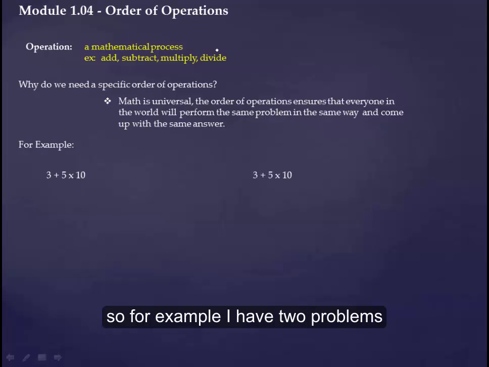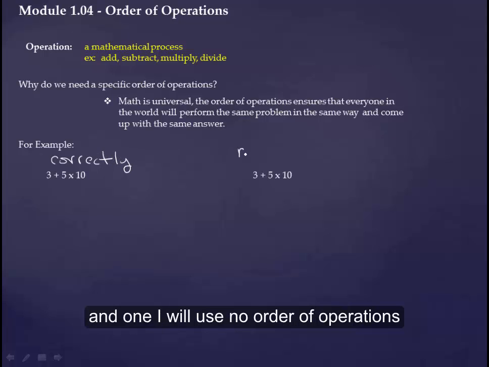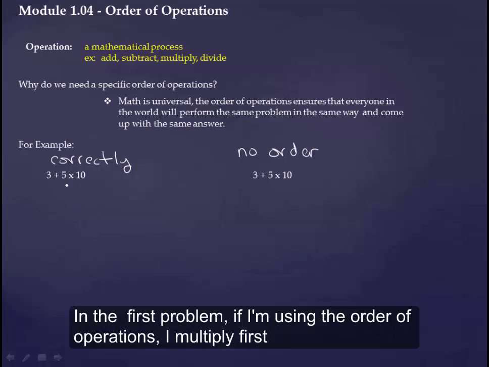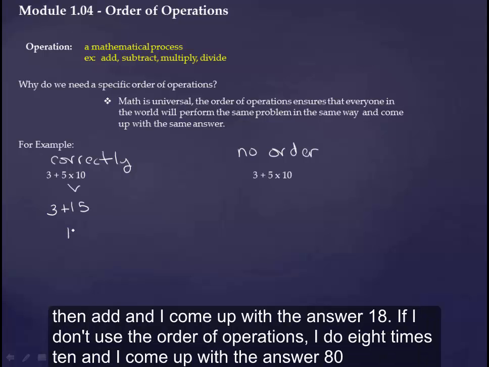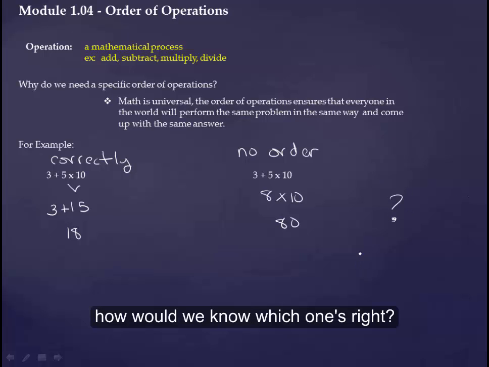So, for example, I have two problems. One I will do correctly, and one I will use no order of operations. So in the first problem, if I'm using the order of operations, I multiply first, then add, and I come up with the answer 18. If I don't use the order of operations, I do 8 times 10, and I come up with the answer 80. Obviously, two very different solutions. How would we know which one's right?